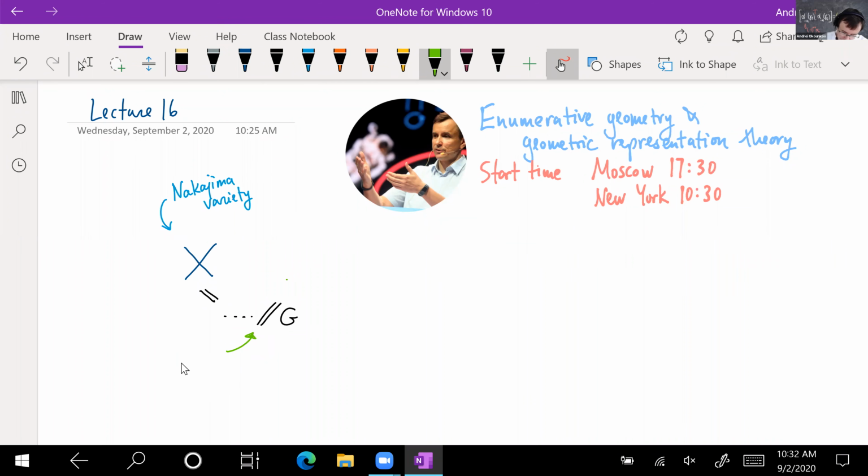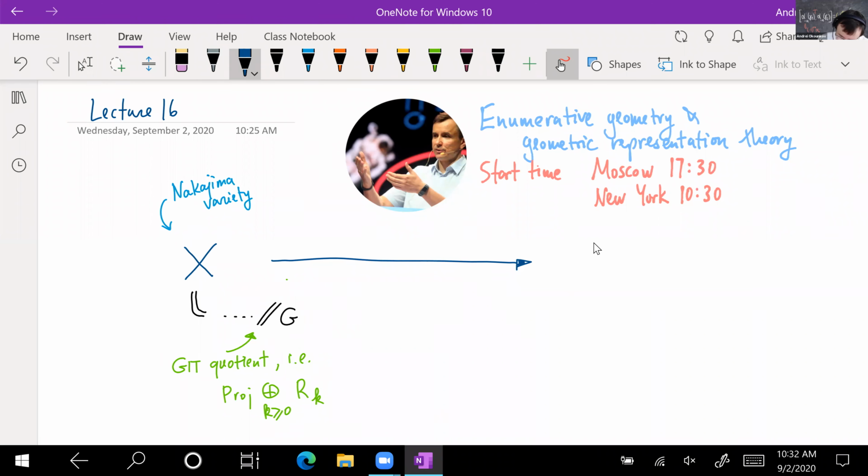All right. And the GIT quotient is by definition a Proj of some graded algebra. You can write it. Something like that. And so this will always have a map to some variety, maybe you call it X naught, which is the ordinary affine quotient, i.e. the Spec of the invariants.